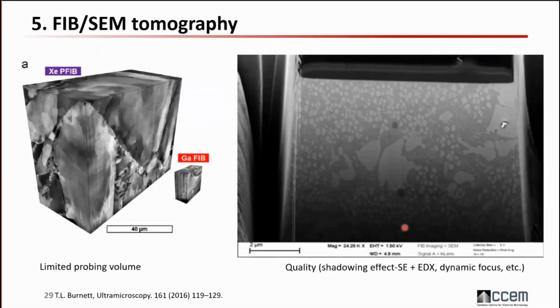So the advantage, I would say, of the xenon PFIB compared to gallium is a large access to the probing volume here. Imagine you have a large grain boundary like this. With a PFIB, you have access to the whole volume of your grain boundary. But with gallium, you are kind of limited to maybe only part of its structure.